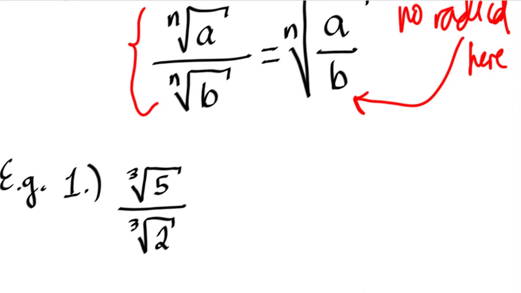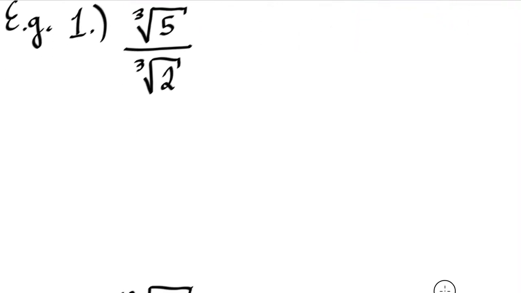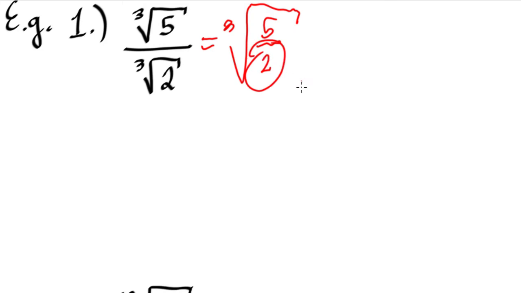So we have the first example over here, and we want this cube root of 2 to be deleted. If we first apply the formula, since we have the cube root of 5 divided by the cube root of 2, both with an index of 3, we can write it like this: the cube root of 5 over 2. Clearly we cannot do anything with the cube root of 5 over 2, since we cannot do the division there. So we need to delete the cube root in that denominator.